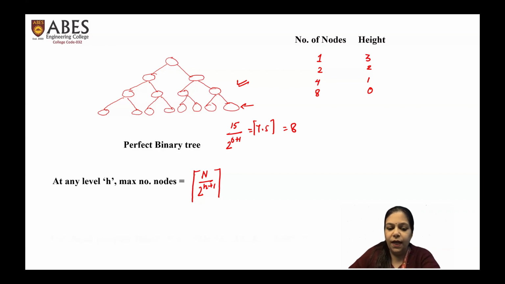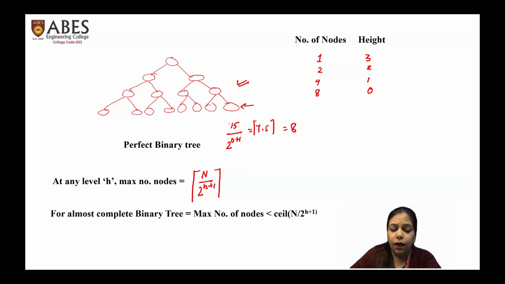Now we can say that for an almost complete binary tree, the number of nodes at any level will always be less than ceiling of n upon 2 raised to the power h plus 1. Because in the case of an almost complete binary tree, there may be a case that the last level is not complete. So in this case, the maximum number of nodes will always be less than ceiling n upon 2 raised to the power h plus 1.